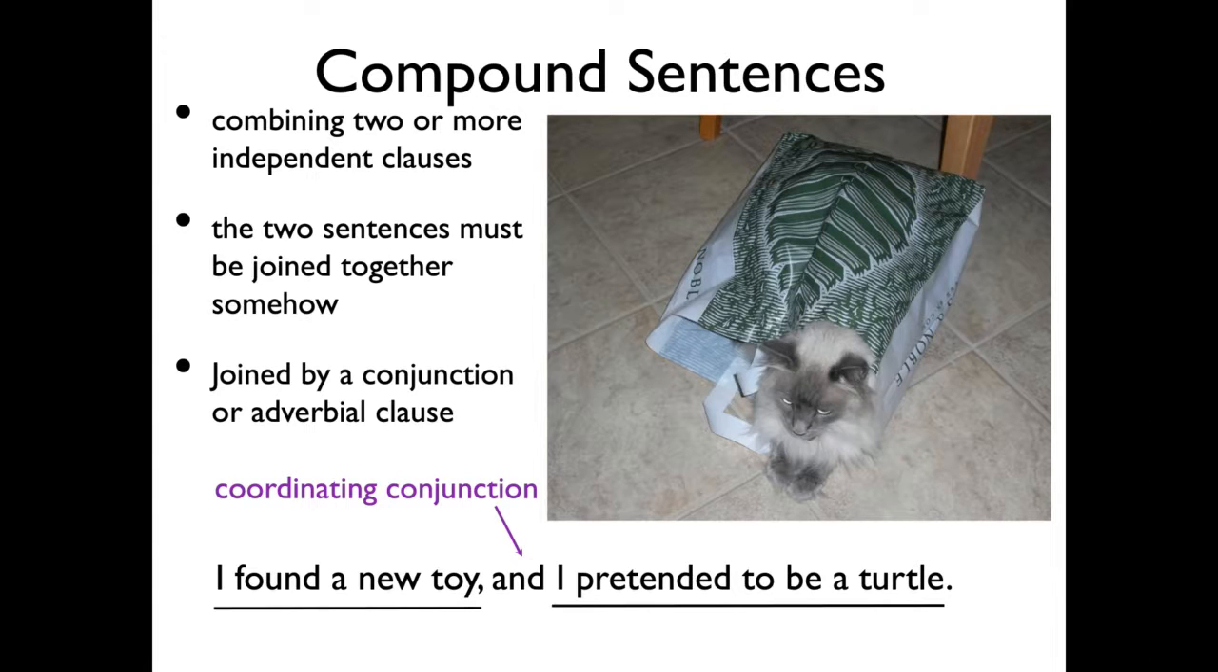So remember this when it comes to commas and conjunctions in compound sentences. If you have two independent clauses like this sentence right here, and you use a fanboy to connect them, you must use a comma. That is one of the comma rules. Again, two independent clauses. I found a new toy. I pretended to be a turtle. They are joined together. They are connected by a fanboy, so you must use a comma.